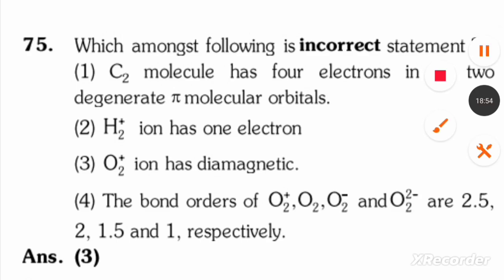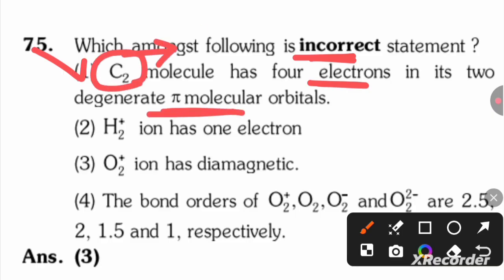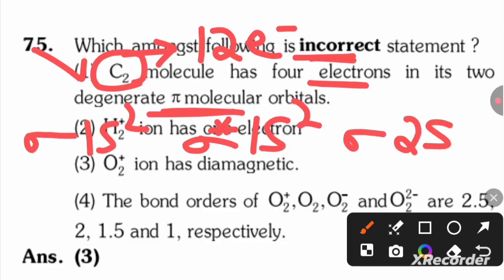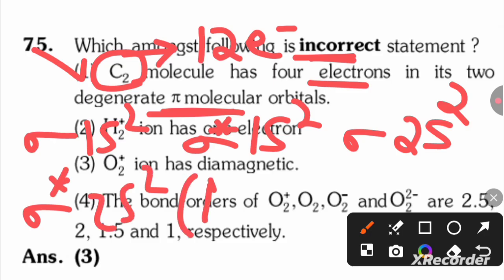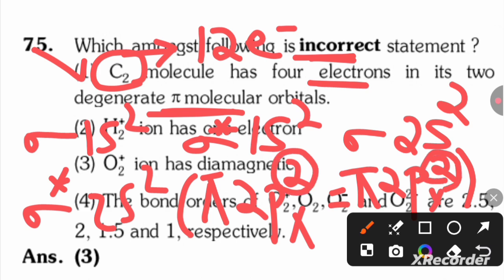In the next question, which among the following is an incorrect statement? C2 molecule has 4 electrons in its 2 degenerate pi molecular orbitals. C2 molecule means carbon molecule. It will have 6 times 2, that is 12 electrons. When we write the electronic configuration, it will be sigma 1s2, sigma star 1s2, sigma 2s2, sigma star 2s2. Then the remaining 4 electrons we should write in pi orbitals: pi 2px2 equals pi 2py2. So these are the degenerate pi orbitals. It has 4 electrons, so this first statement is correct for the carbon molecule.